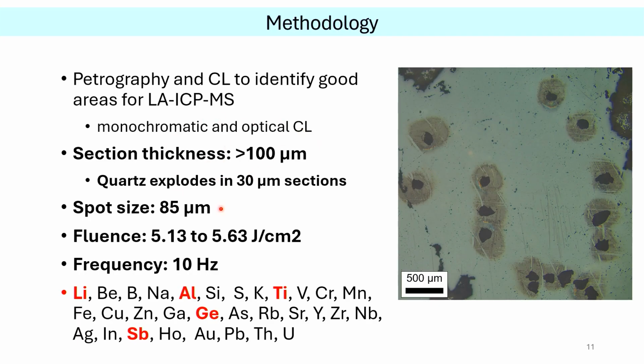Larger spot size, fluence, and then a whole suite of elements that we looked at. So the usual suspects, lithium, aluminum, germanium, titanium, but we also tried to see if we could pull apart anything from some of these other elements. I will just say up front, a lot of these did end up being below the detection limit.